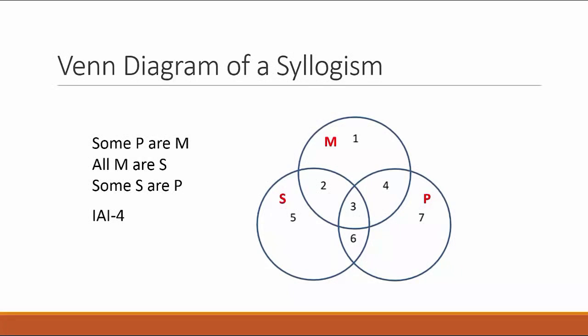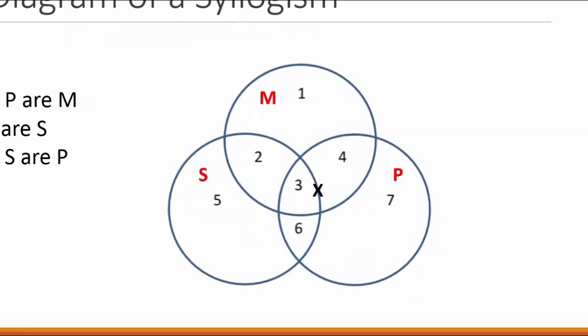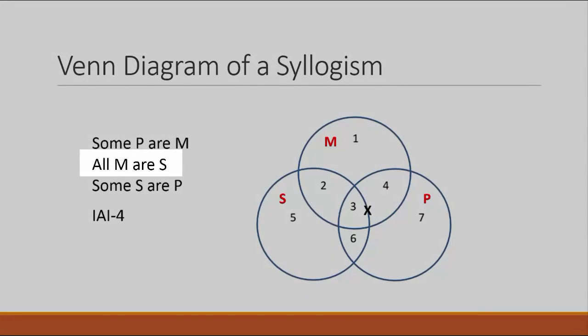The first premise says that there is at least one P that is an M. That means that an X goes in the part of the P circle that overlaps the M circle, areas 3 or 4. But which one? Area 3 or 4? Both are part of P that is also part of M. If we don't know which area to put the X, we draw it on the line between the 2 possible areas. Now for the second premise, all M are S.